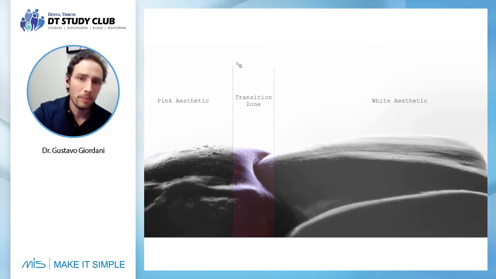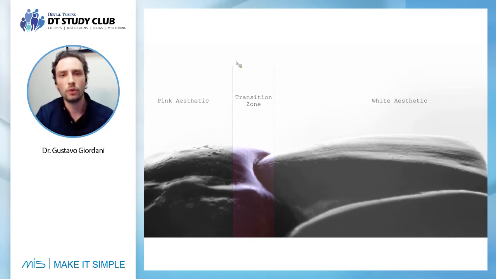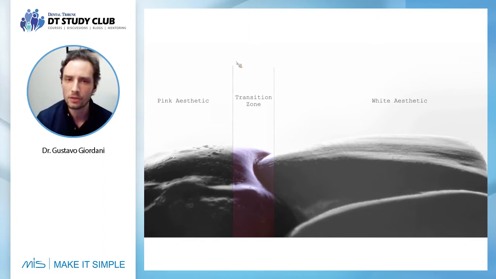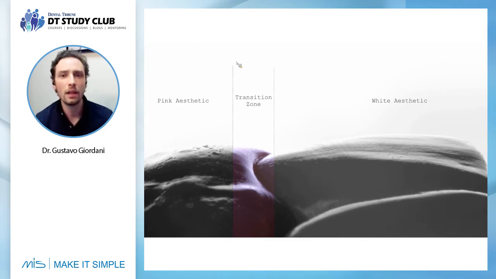But the pink aesthetics, and the combination between the white aesthetics and the pink aesthetics, the transition zone, this is very important, and this is our responsibility. It's very important to have a very good and very healthy transition zone so we can have a long-term and stable restoration for our patient when we are talking about a single restoration on top of an implant.